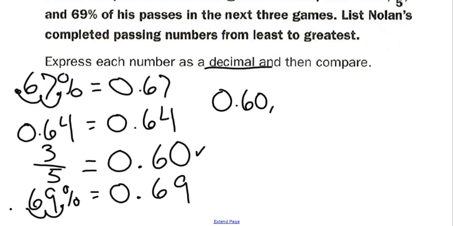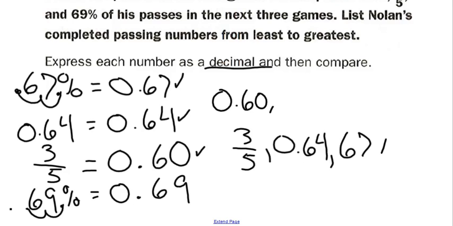Which we said is actually 3/5. Our next smallest looks like it is 0.64. Our next smallest was 0.67, which we said was 67%. And that leaves us with 69% being the largest amount. So there are his completions from smallest to largest.